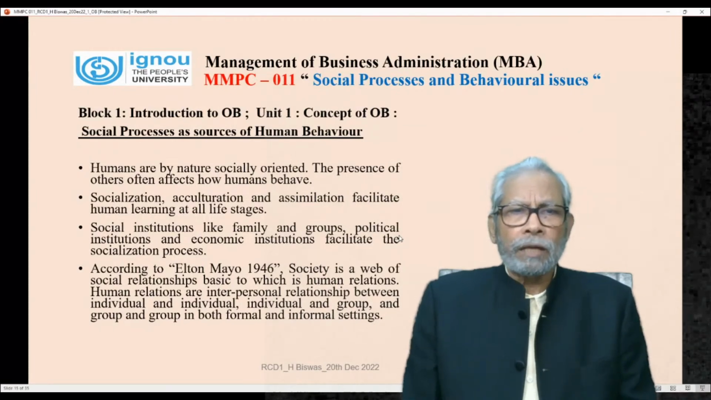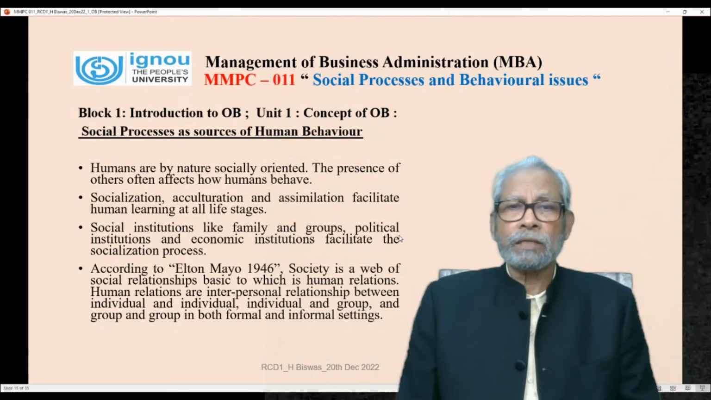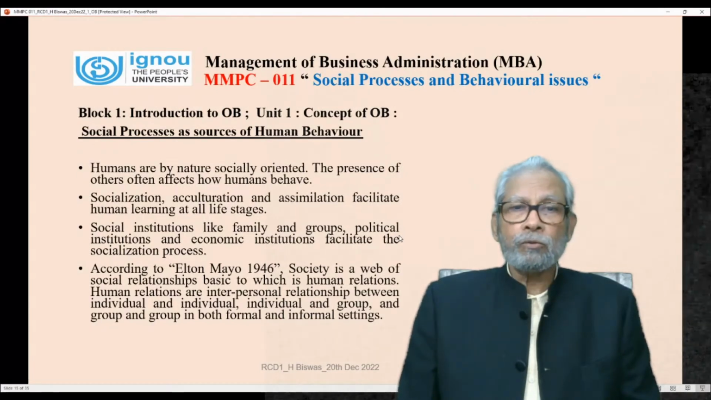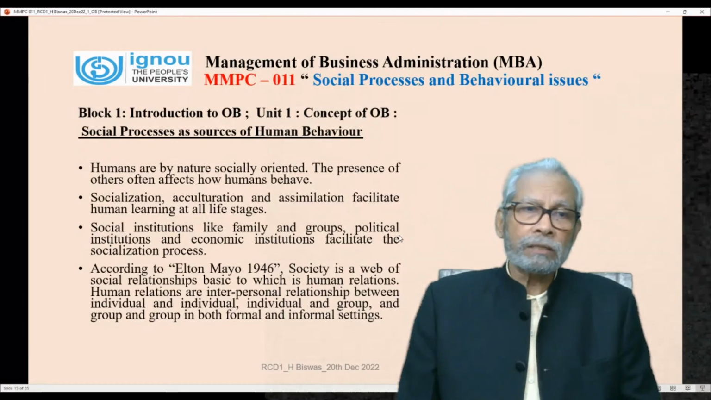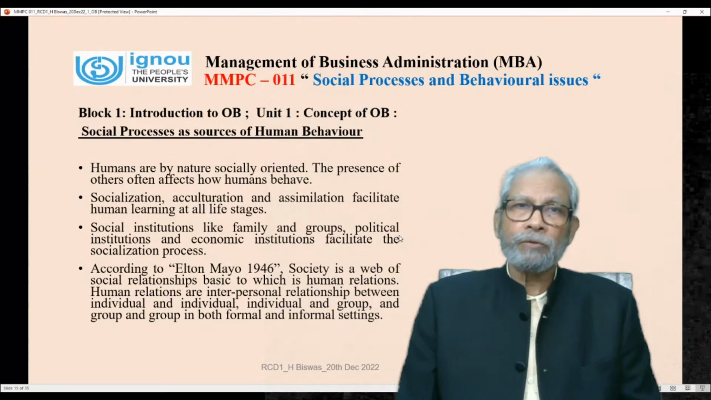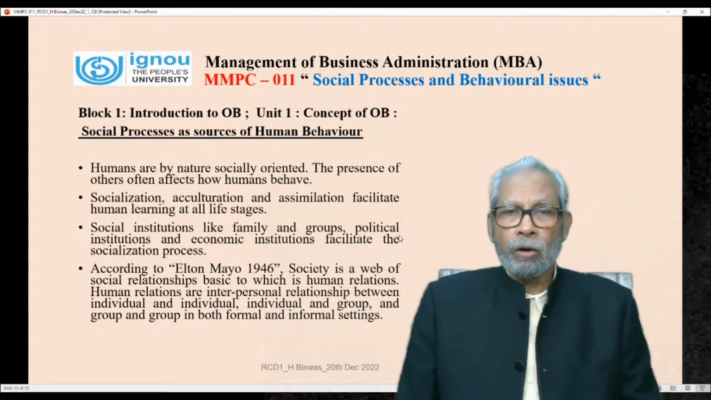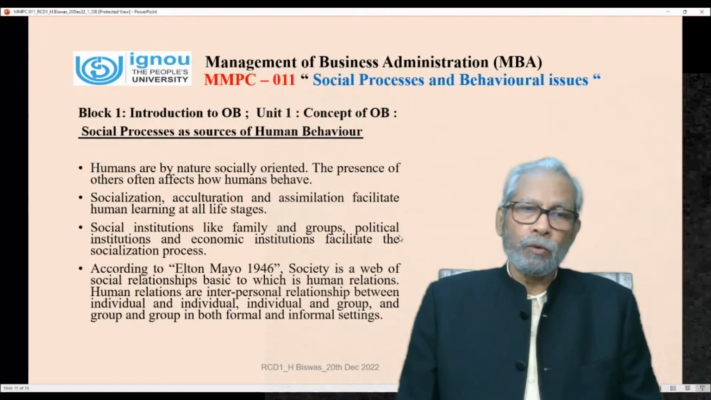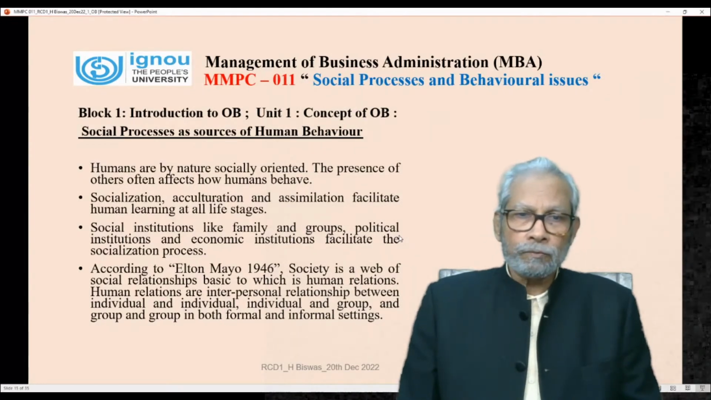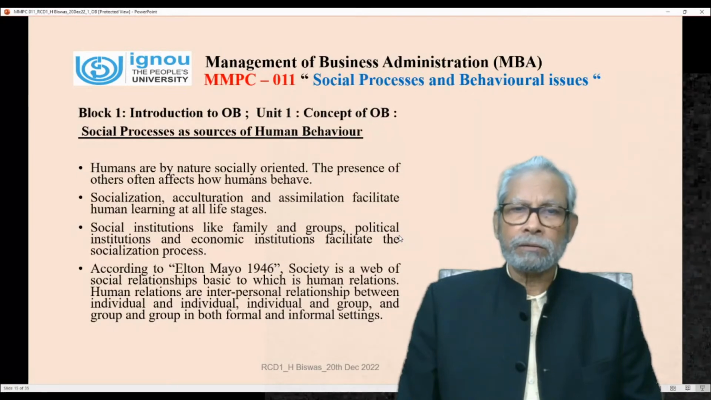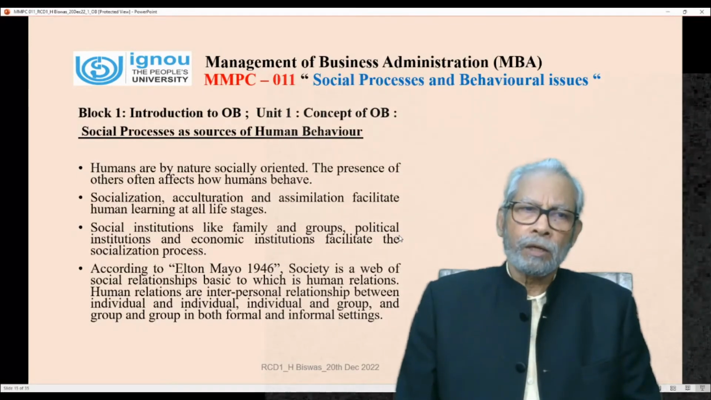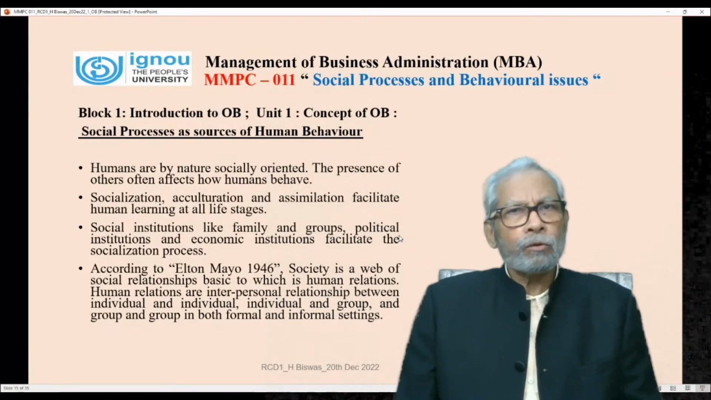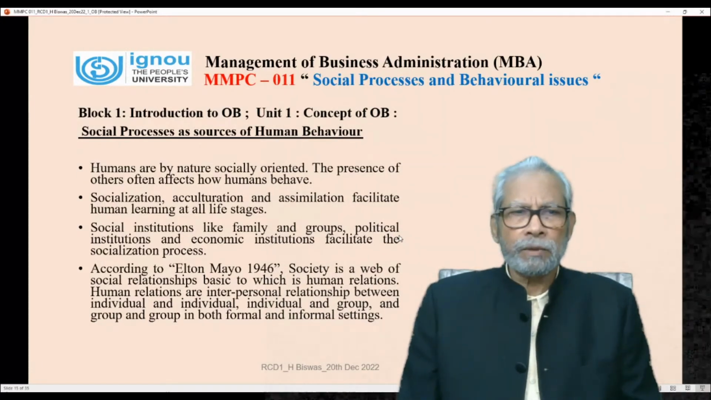According to Elton Mayo, 1946, society is a web of social relationships, the basis of which is human relations. Human relations are interpersonal relationships between individual and individual, or individual and group, and group and group, in both formal or informal settings. So he has given the idea. It's basically the way people can interact with each other, whether individual, group, or group to group. This is the way he has very nicely explained the things.